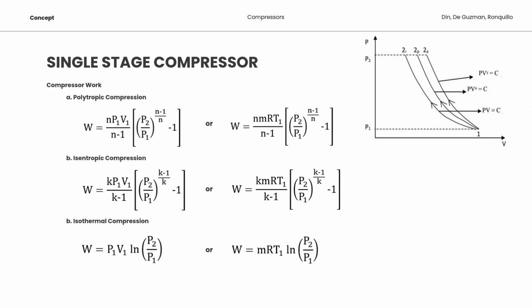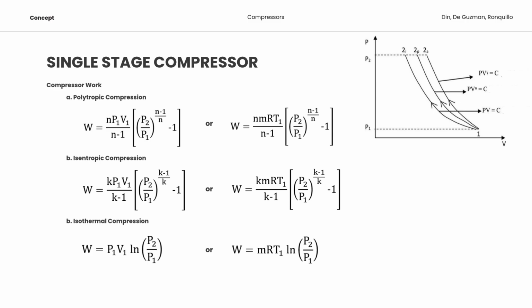Isentropic compression. The isentropic process is a reversible adiabatic process where there is no heat exchange and no entropy is generated. So the work done during the isentropic compression is calculated using work is equal to k P1 V1 over k minus 1 multiplied by (P2 over P1) raised to (k minus 1 over k), minus 1. Or work is equal to k m R T1 over k minus 1 multiplied by (P2 over P1) raised to (k minus 1 over k), minus 1.